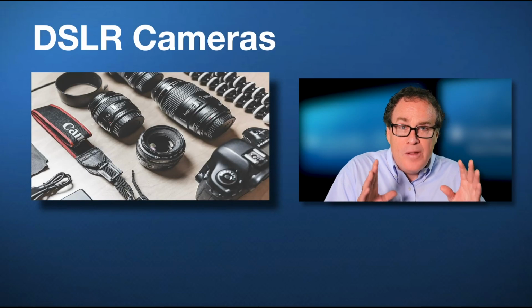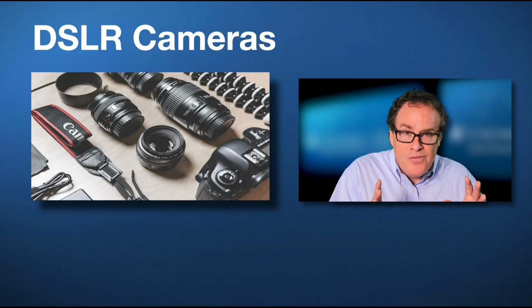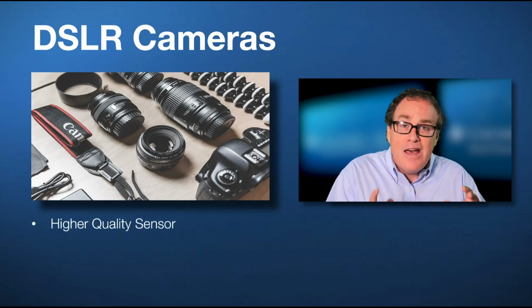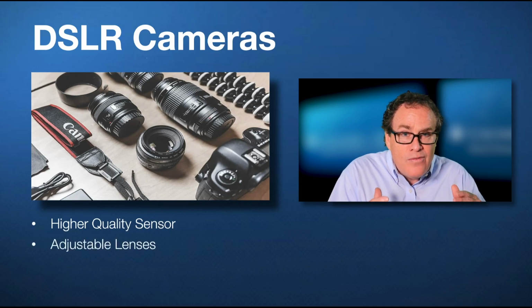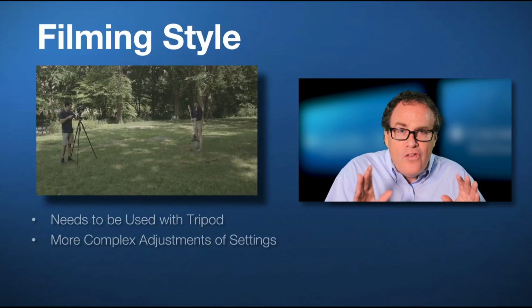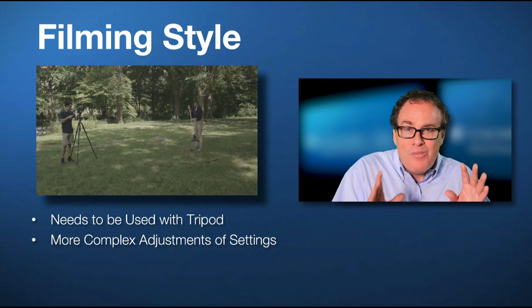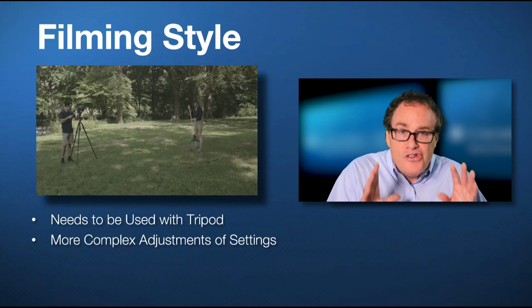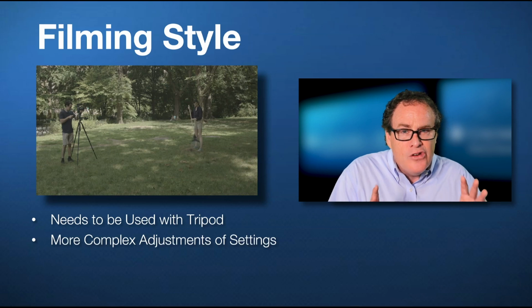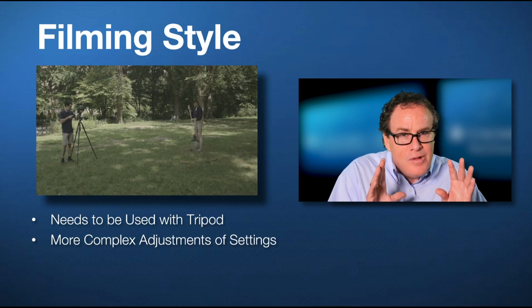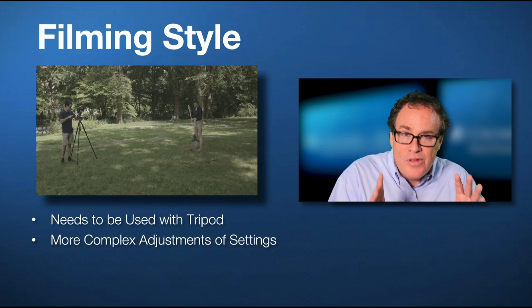DSLR cameras are more complex and expensive than your average smartphone, but they have certain advantages. They have larger sensors and can use a wide variety of lenses. Filming with the DSLR generally involves a slightly different style than using a smartphone and your stabilizer. You're generally going to want to use a tripod, and you're also going to want to get used to making some complex adjustments with your camera settings.